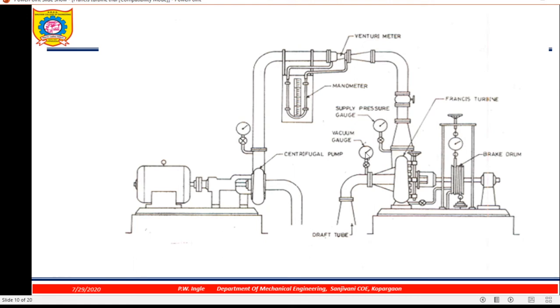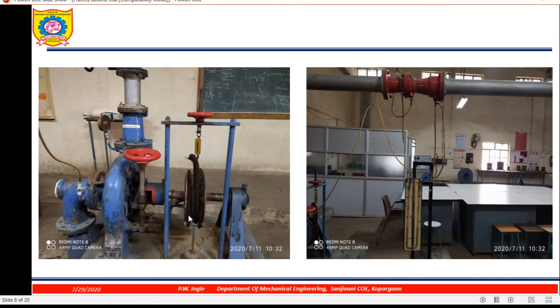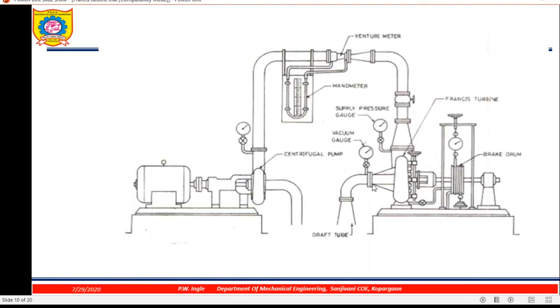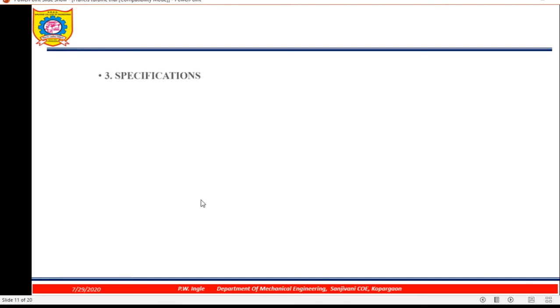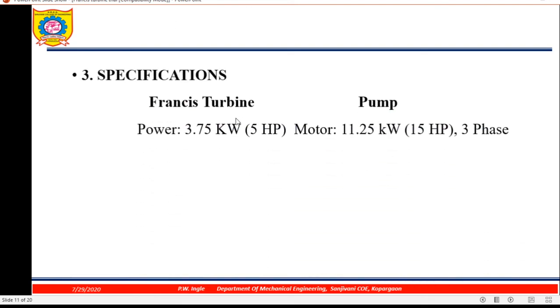Now here you see a vacuum gauge. Instead of a vacuum gauge, you are using a manometer in the actual experimental setup. Here you see, this is for outlet pressure. And then this is the rope type of dynamometer. This completes the experimental setup. Now I will show you the specifications. These are the specifications of the Francis turbine and pump.